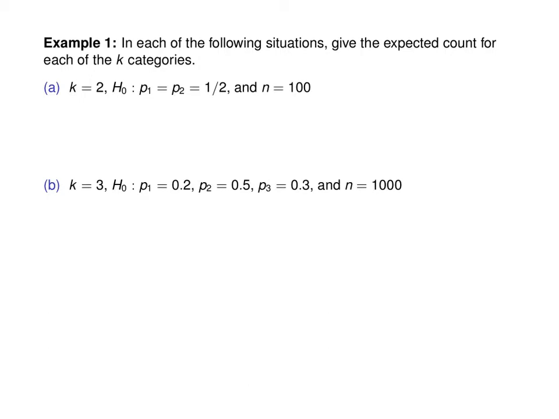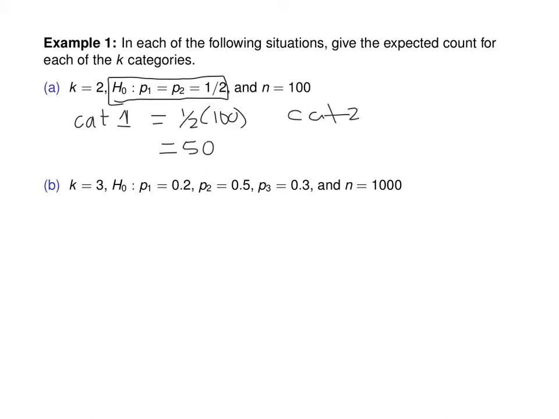All right, let's find some more expected values. In each of the following situations, give the expected count for each of the k categories. And just for kicks, let's give the degrees of freedom as well. This first one says in the null hypothesis that the probability of category 1 and category 2 are both 1/2. So in that case, for category 1, the expected value will be 1/2 times 100, or 50. And for category 2, also 1/2 times 100, or 50.